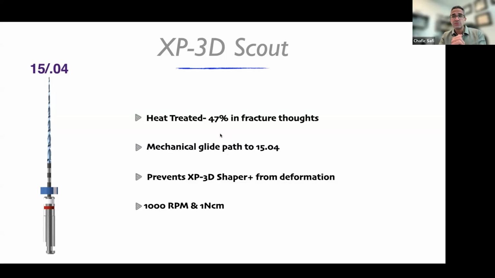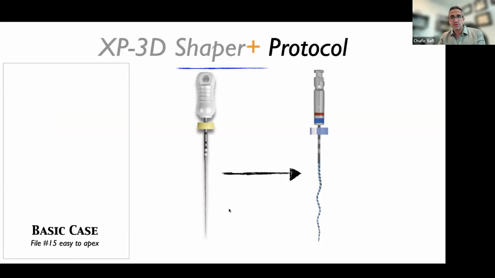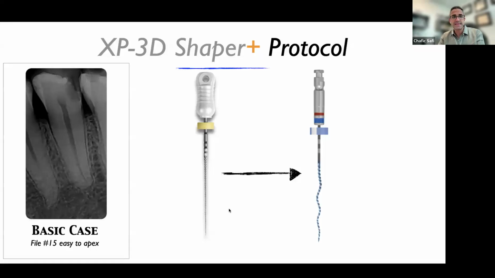And it's been used, or it should be used, at 1,000 RPM speed and 1 Newton centimeter of torque. These parameters are very important because these are the same parameters that we're going to be employing for the XV3D Shaper Plus.